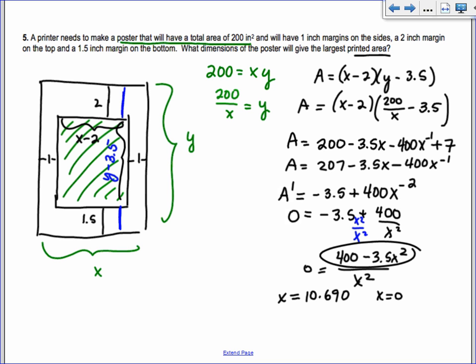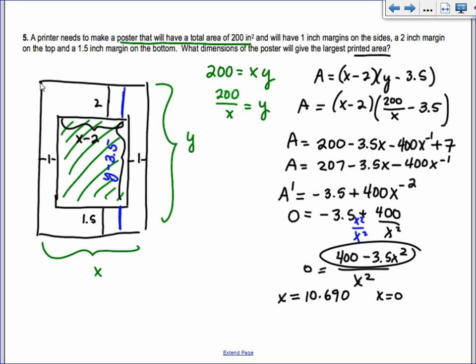Just know there's no negative, but x is a length, right? Are you going to have a negative size for your question? You guys know what I'm saying? Yeah, so on these optimization ones, you probably won't have a negative. Math never ceases to amaze me.